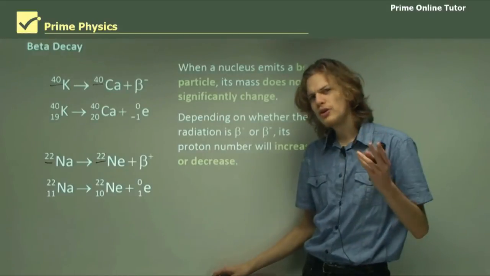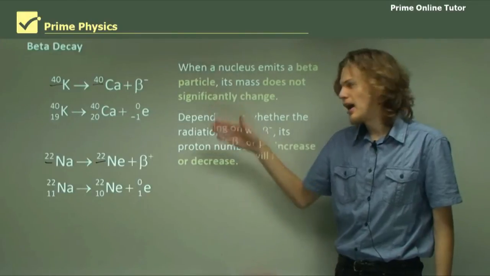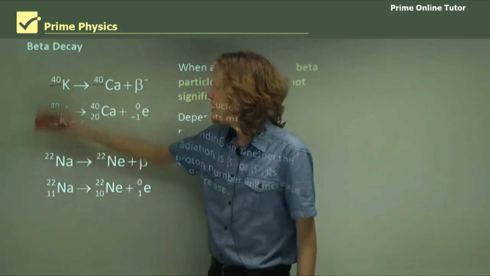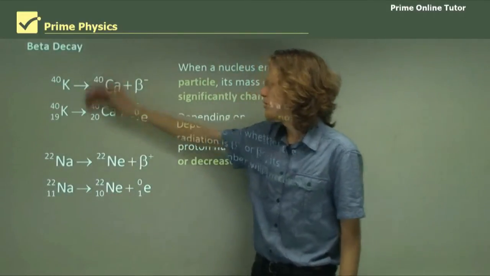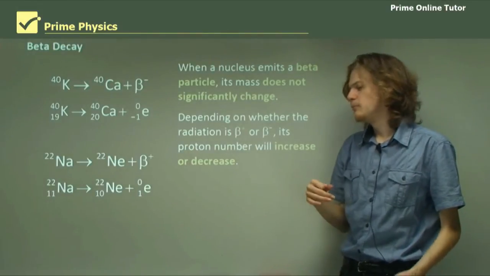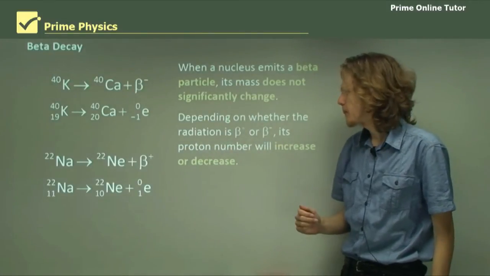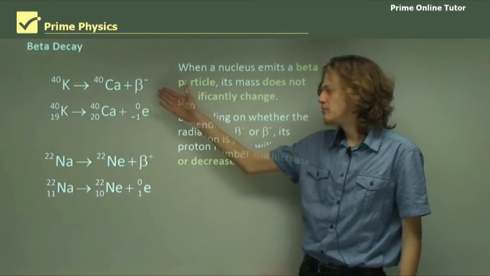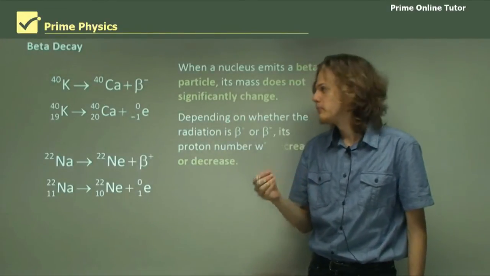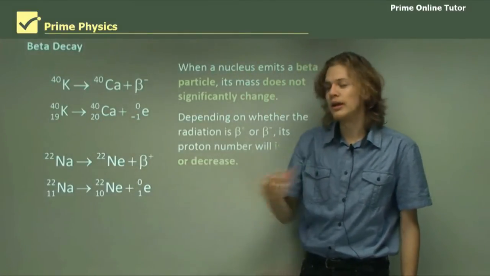Now remember, there are 2 different types of beta radiation. There's beta minus and beta plus. So in each case, we'll get a change in the charge of the product, or the change of the proton number, but which way it goes depends on the particle released. So if we look at beta minus, then the electron emitted has a charge of -1. So that means that the proton number of the daughter nucleus will increase.